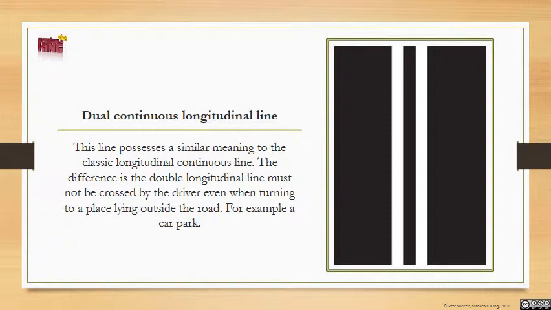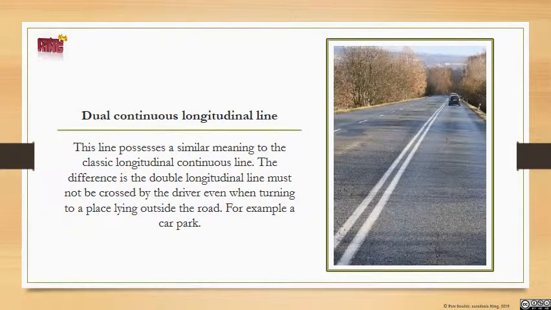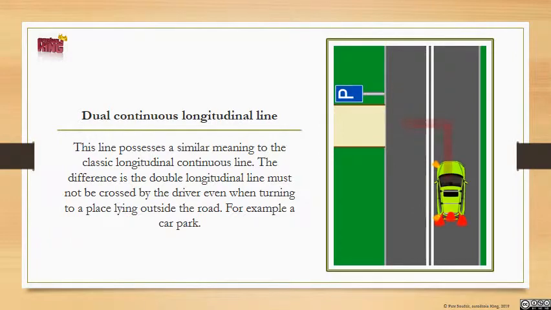A dual continuous longitudinal line possesses a similar meaning to the classic longitudinal continuous line. The difference is the double longitudinal line must not be crossed by the driver even when turning to a place lying outside the road. For example, a car park.